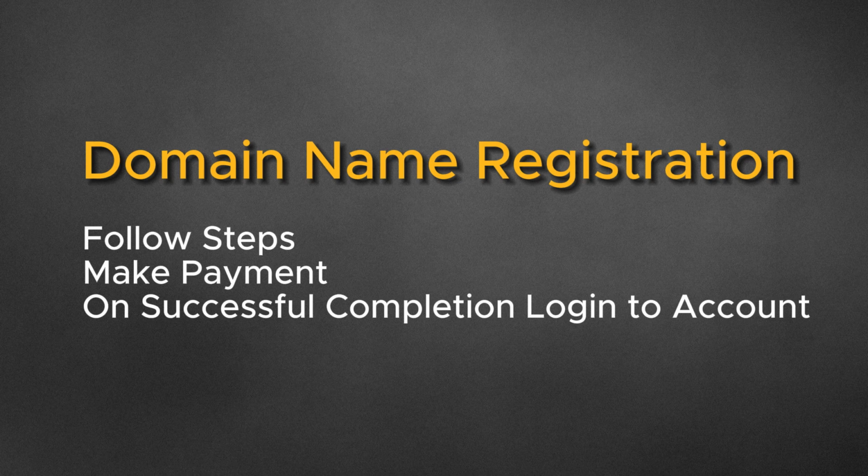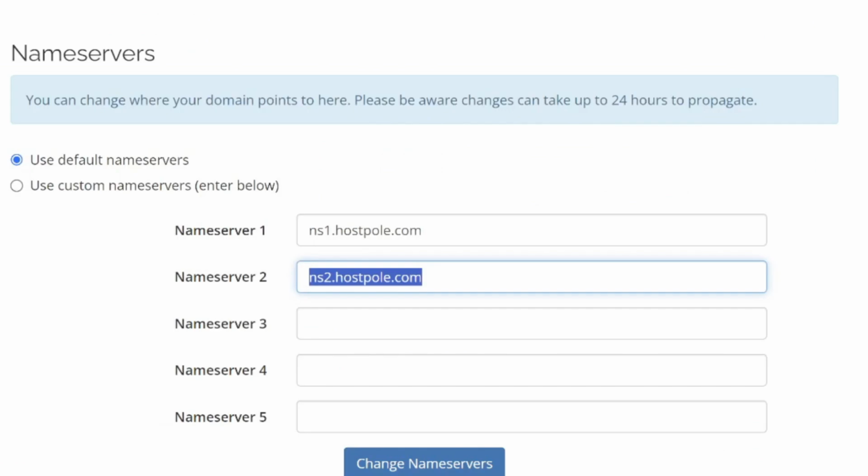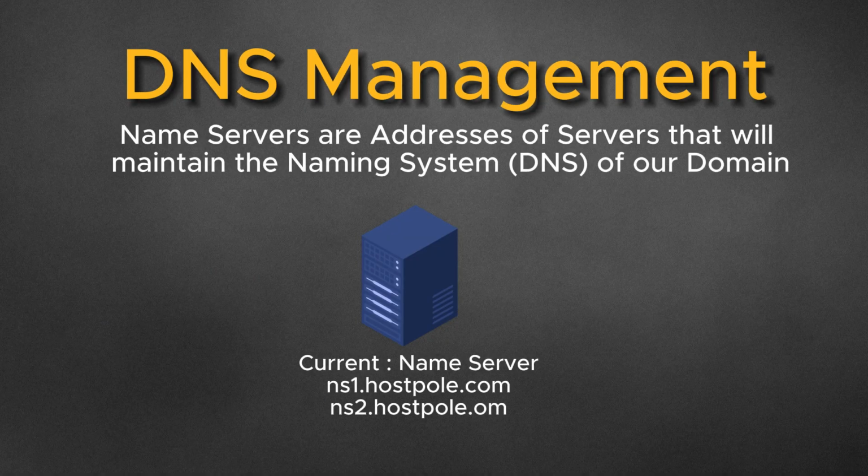And the next step will be updating the name server records for our domain name. So currently my name servers are here, which is ns1.hostpol.com and ns2.hostpol.com. These are the addresses of the servers which will be managing the DNS records. So the DNS server will help to point your multiple subdomains and your domain data.